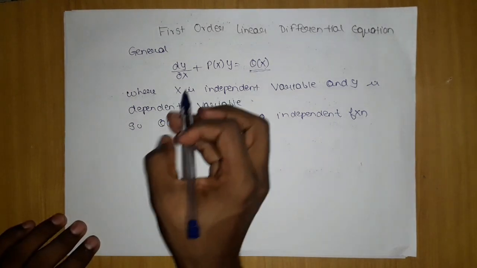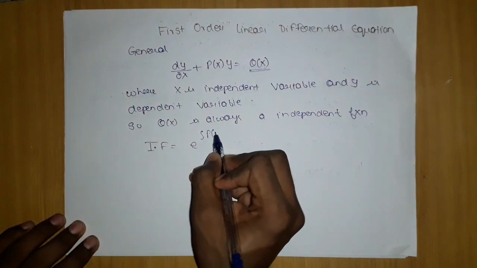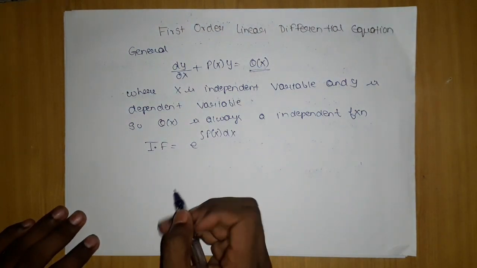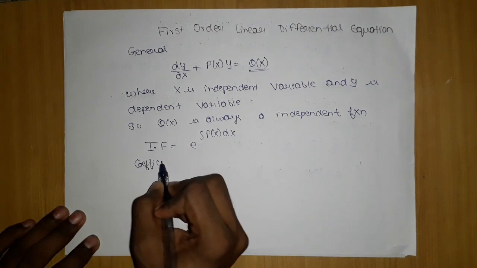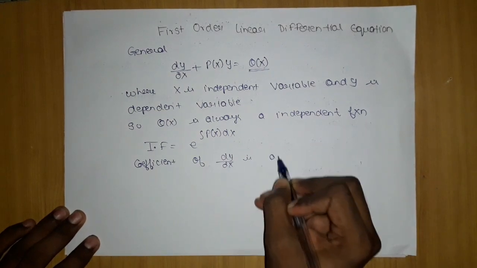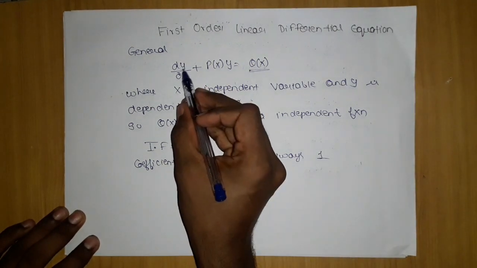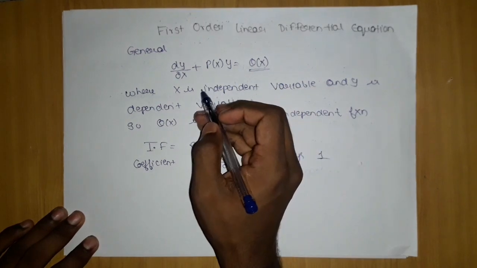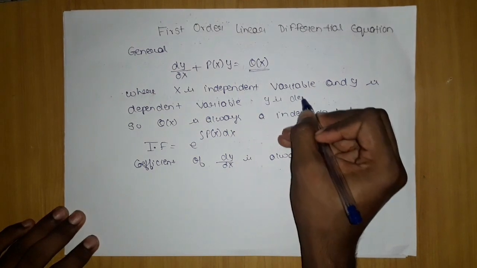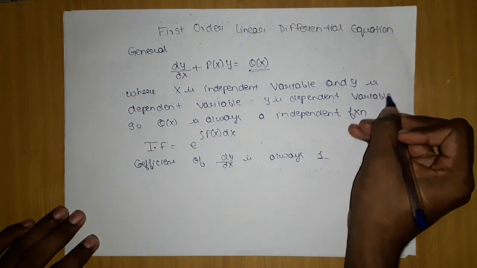Now if this type of equation appears, its integrating factor is given by e to the power integral p of x dx. Something else you also have to take care of is that the coefficient of dy by dx is always 1, otherwise you will not be able to solve it. So this is the integrating factor and the coefficient should be 1. This is independent. I hope you have understood all these terms, and y is the dependent variable, x is independent.